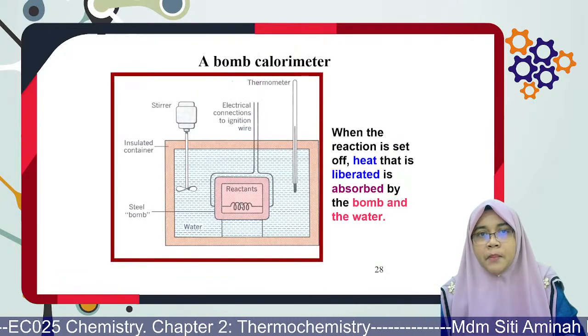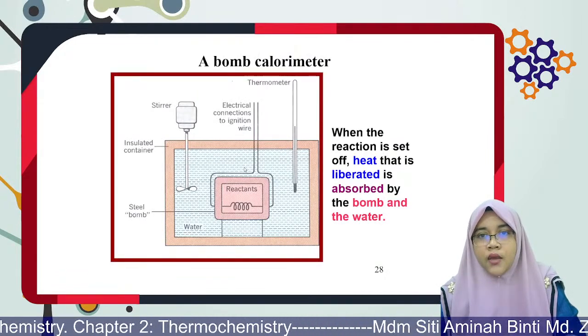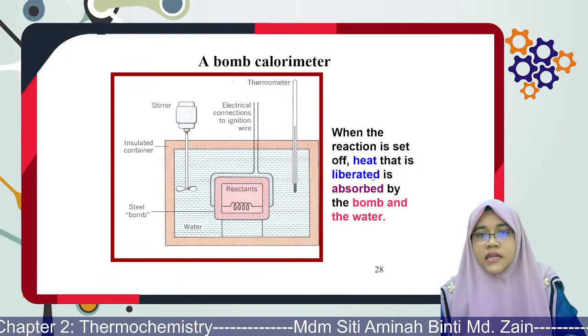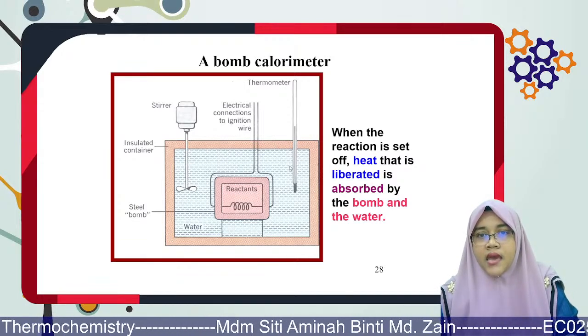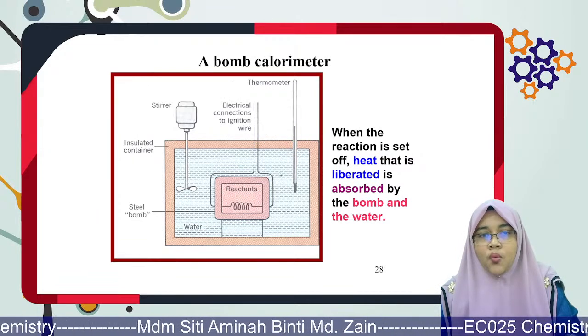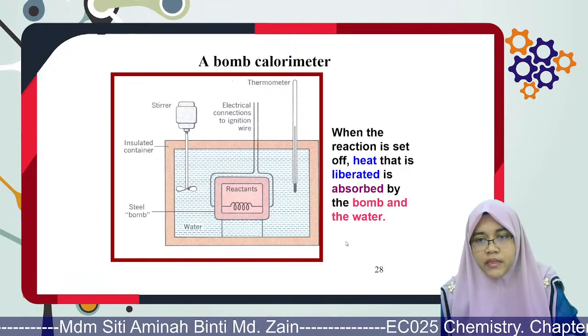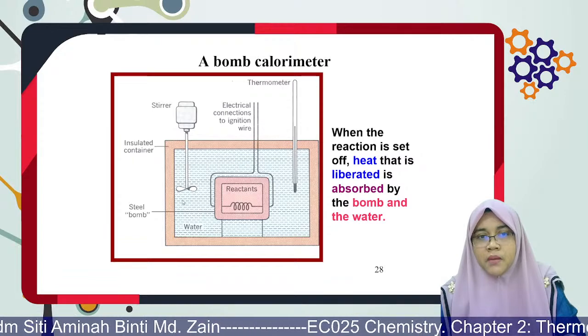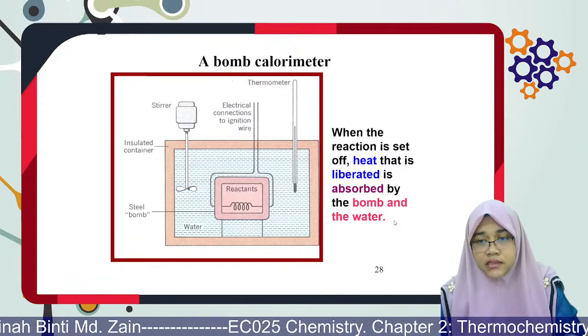So this is an example of a bomb calorimeter. When the reaction is set up, heat is liberated and absorbed by the bomb and the water inside the bomb calorimeter. So in this bomb calorimeter, the volume is constant.